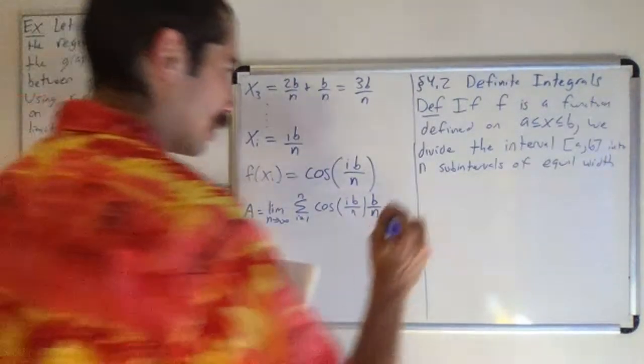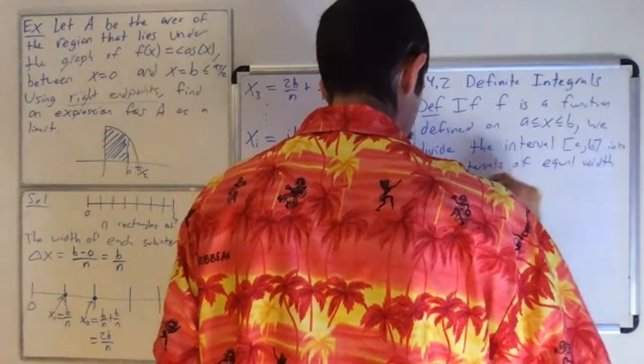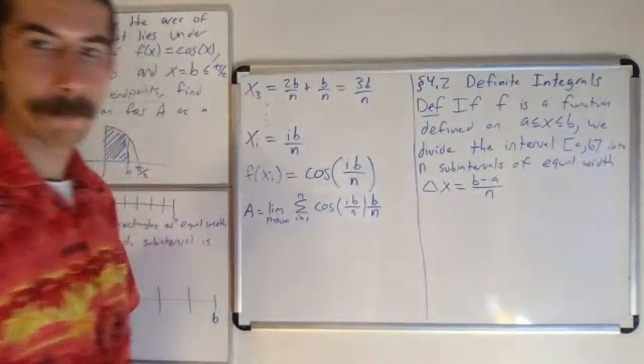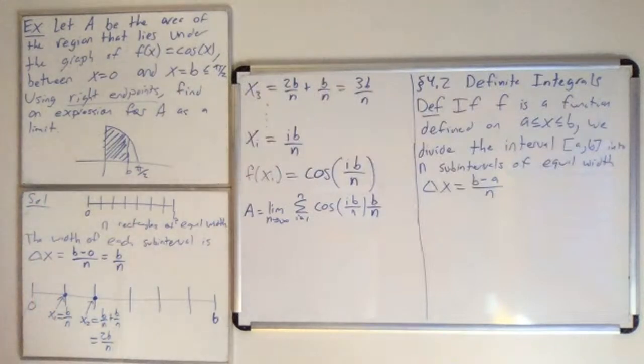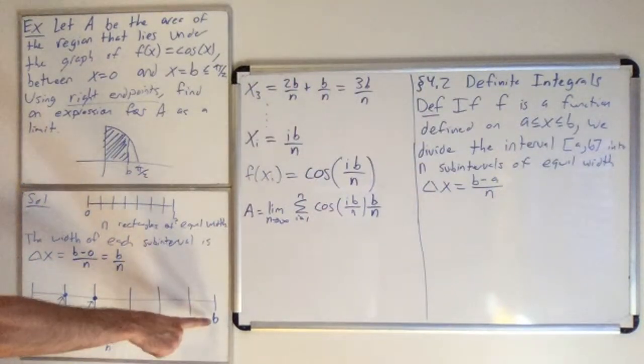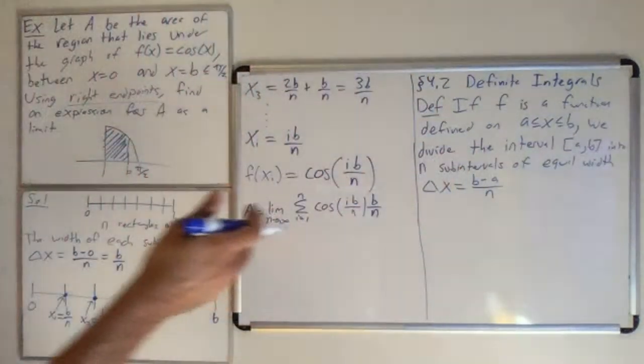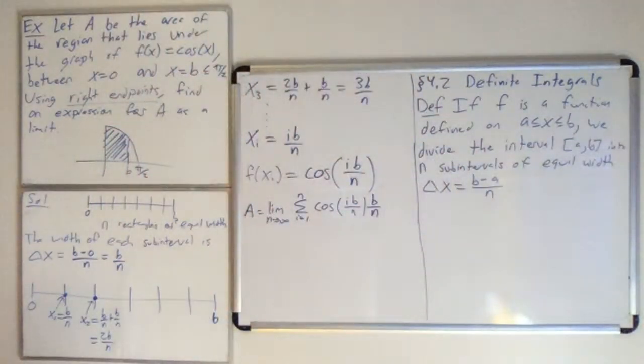That width being delta x. Okay, so here, this picture still kind of works for us, going from A to B. We're going to take our interval and break it up into a bunch of subintervals of equal width. And we'll let x sub 1 through x sub n be sample points in our interval.